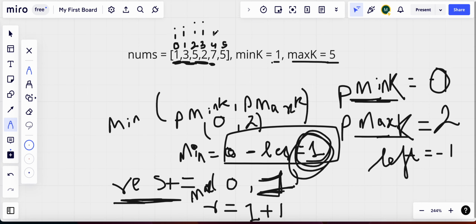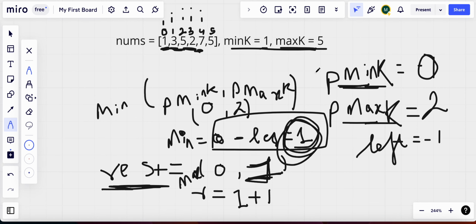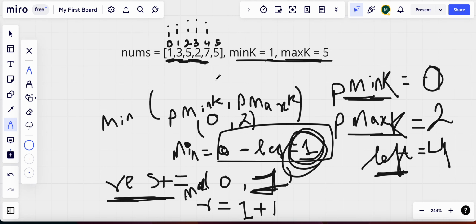So now our value I is at this point, and since this is not within our min k and max k value, we now update our left bound, the value of left. So this would be equal to the value at this index, which is equal to 4. So what does this mean is, okay, let me just give you one more example.